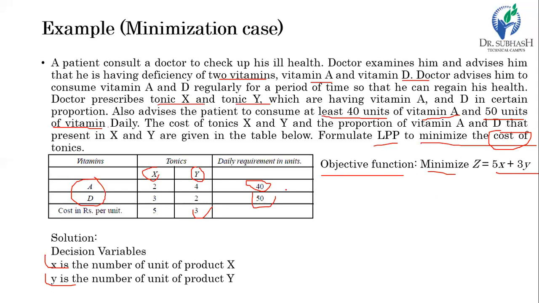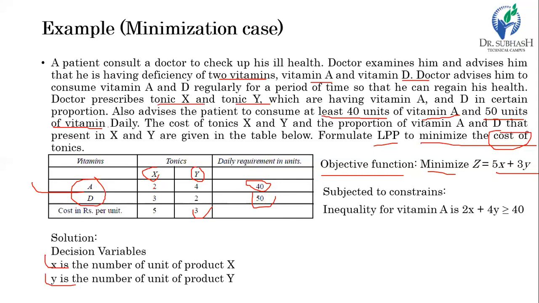The constraint here is the per day requirement of 40 units for vitamin A, and for vitamin D it is 50 units. But for that we have to gain these two vitamins of amount 40 and 50 respectively from the given tonics X and Y. So let's consider the first constraint for vitamin A.